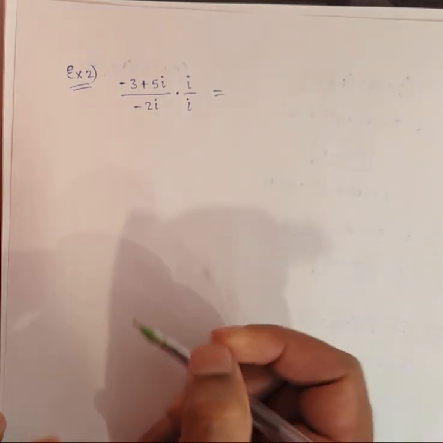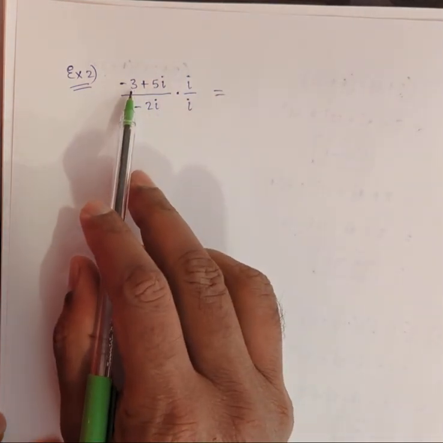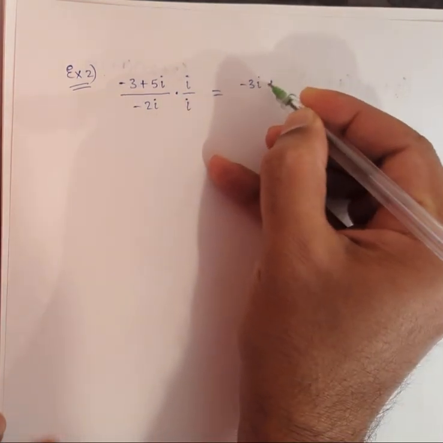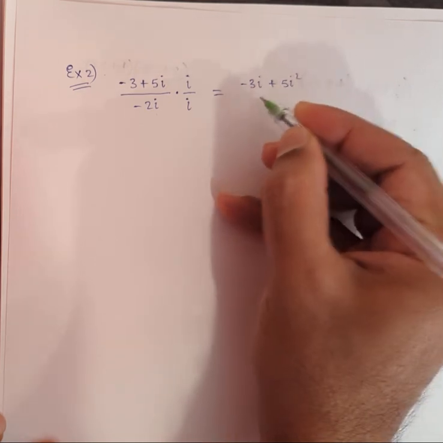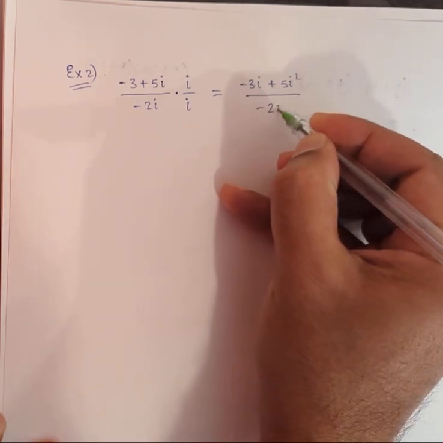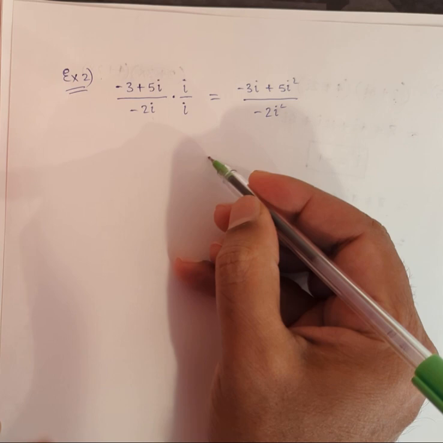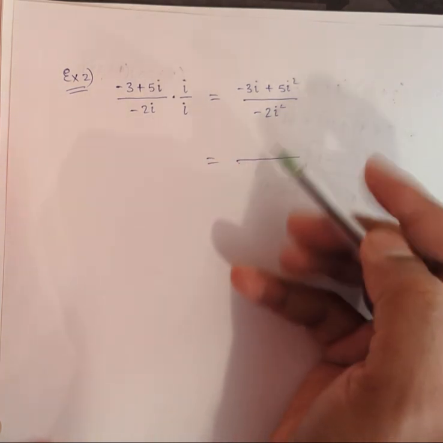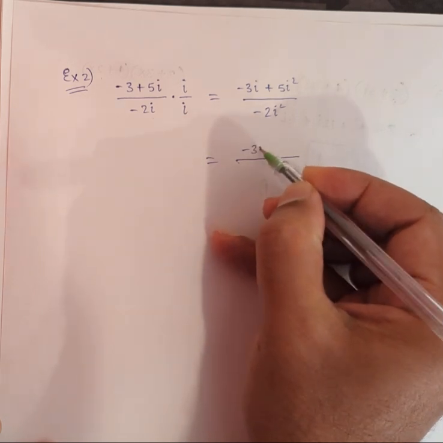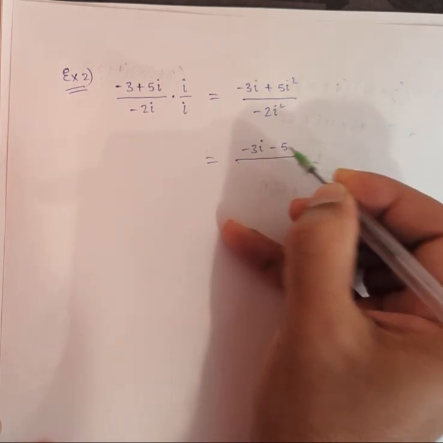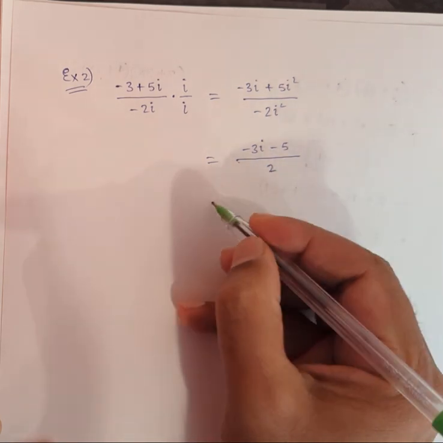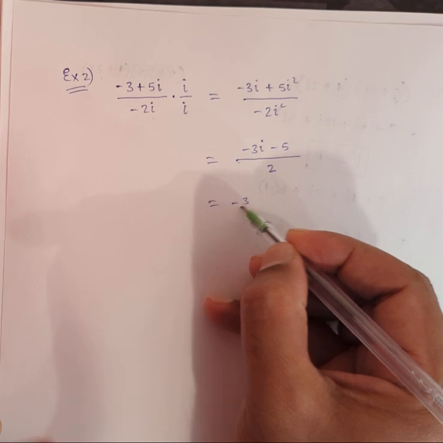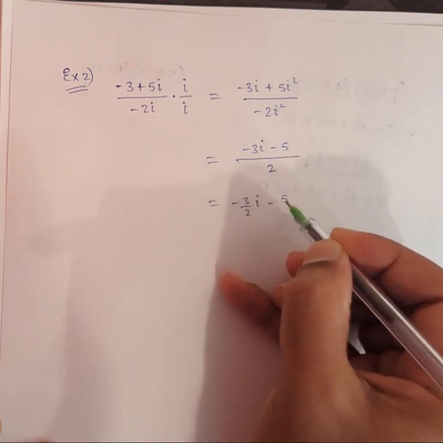And what do I notice? I get a numerator which is -3i plus 5i square, and the denominator is -2i square. So now it's time to replace i square with -1. We would have -3i minus 5 over +2. So this would be -3 over 2 i minus 5 over 2.